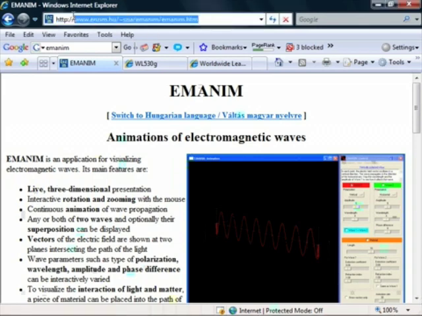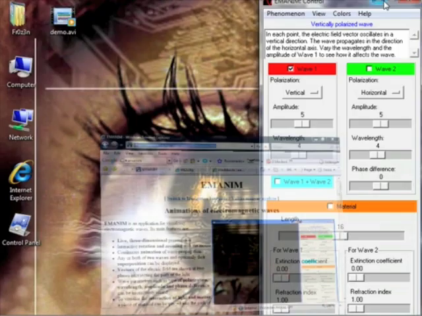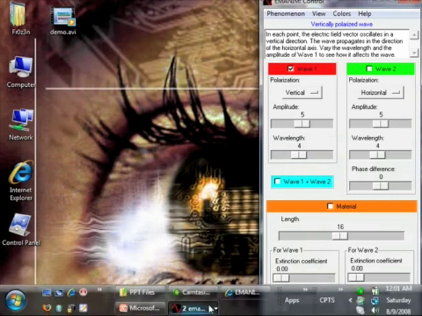As you can see in front of you, it is from a website called enzim.hu, and if you of course go and Google that, you should be able to find that also pretty easily by just simply using Imanim. And I've already taken the liberty of downloading this tool, and we should be ready to rock and roll.